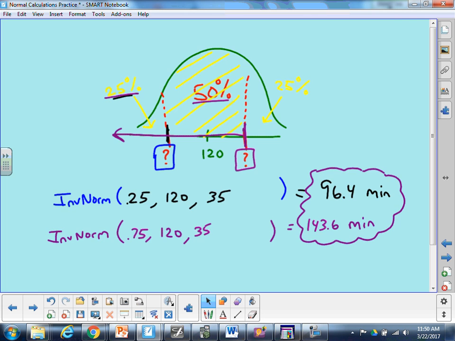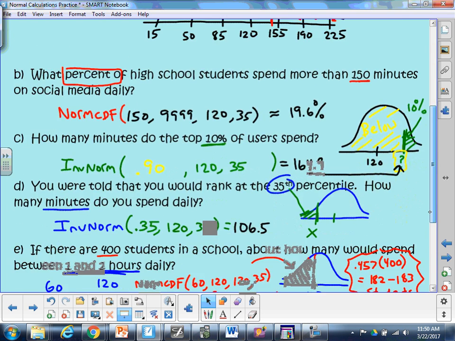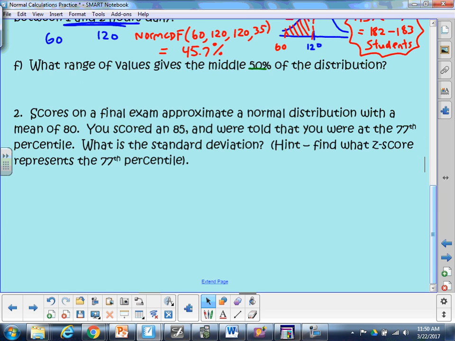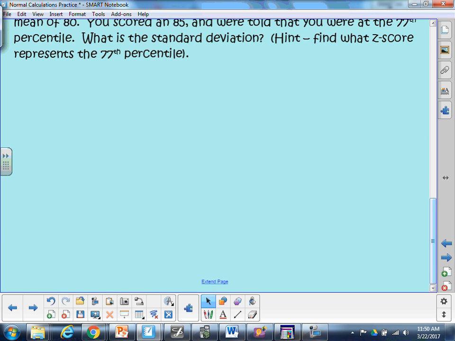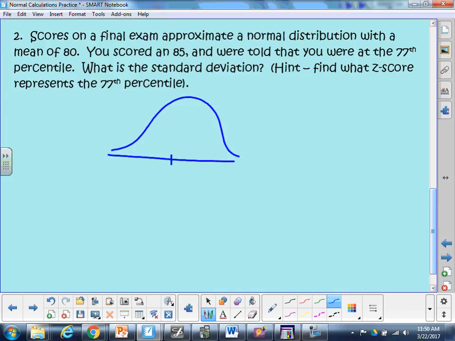All right, and then lastly, there's one more problem I wanted to talk about. All right, here's a good one. Let's say scores on a final exam are approximately a normal distribution. The mean is 80. So let's just start. Let's see what we got here. So we got a curve. These are all the scores. The mean is 80. Okay, so you scored an 85, and you were told you were at the 77th percentile. And we need to know the standard deviation.